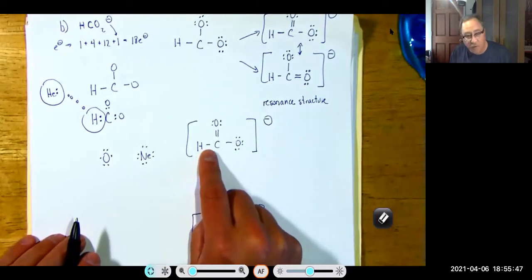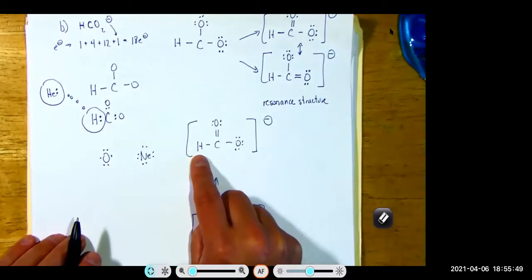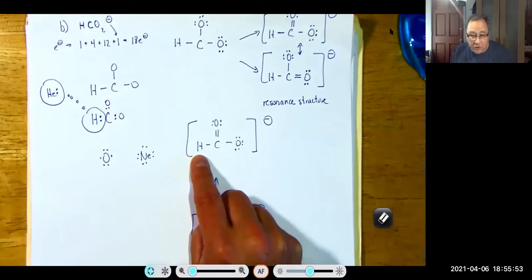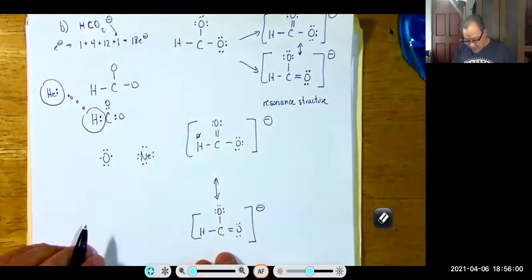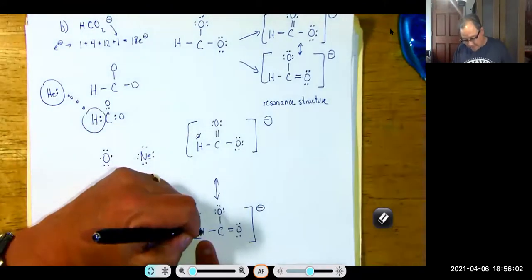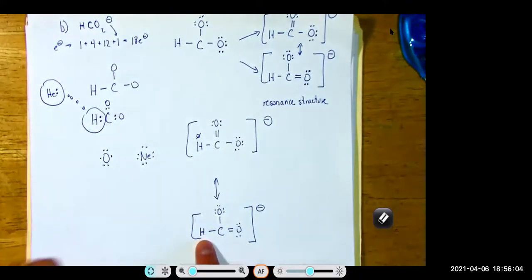How many do we formally assign to hydrogen? 1. Okay, so it's got 1. It should have 1 to be neutral. What's its formal charge? Neutral. 0. Okay, how about this hydrogen? It is also 0. Correct.